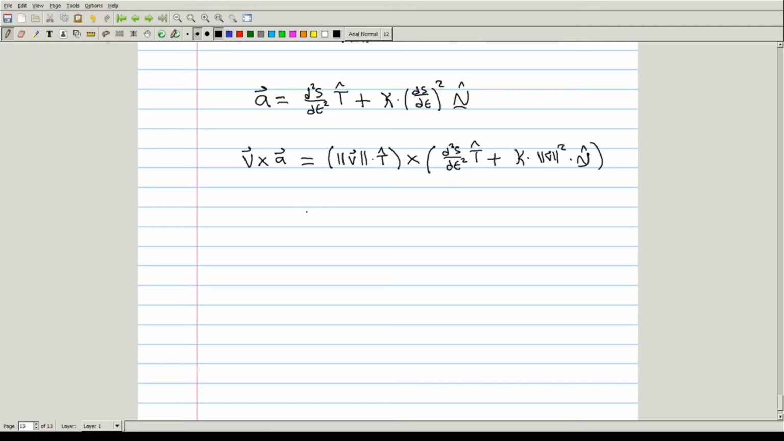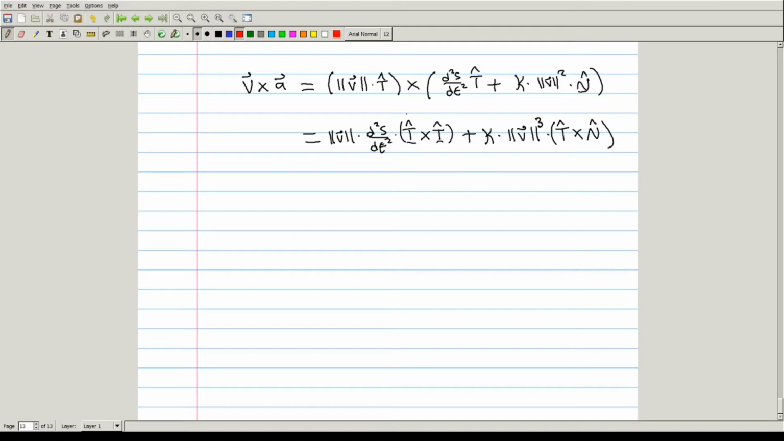You get that this is equal to the magnitude of v times the second derivative of arc length times the cross product of t hat with t hat, plus kappa times magnitude of v cubed times the cross product of t with n hat. And the cross product of any vector with itself is 0, so this is 0.